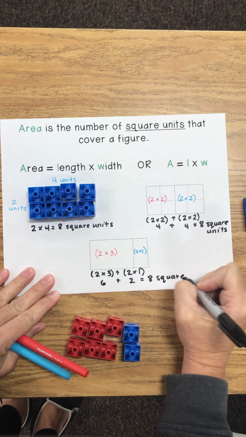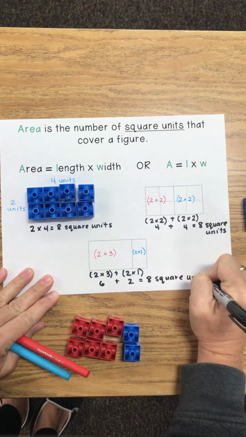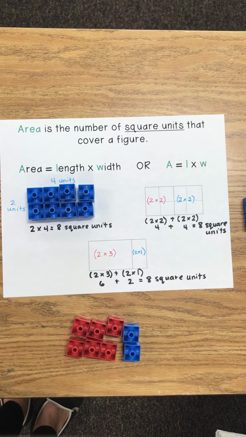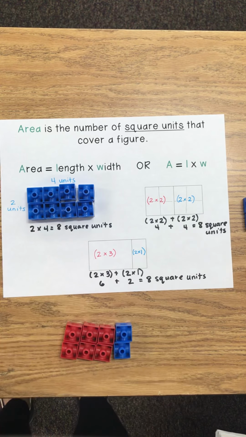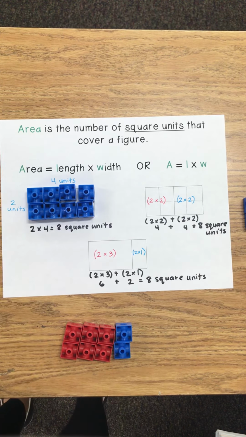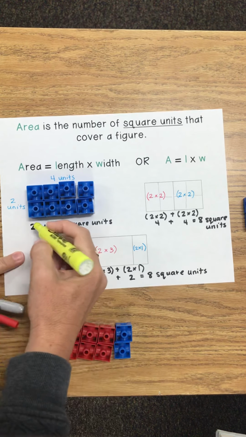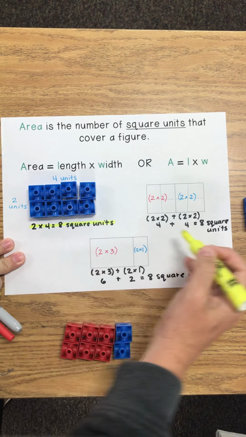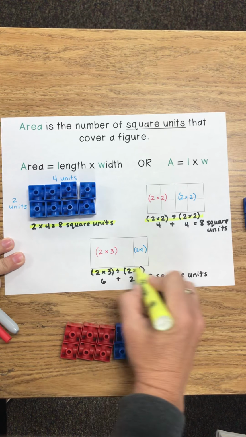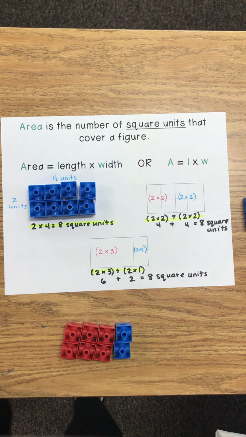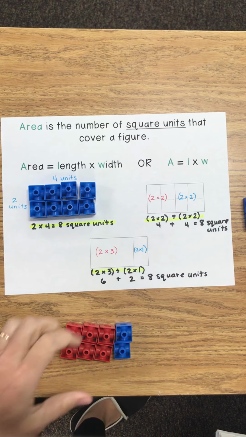And you don't want to forget those square units. They're really important. We use square units to measure area, not perimeter. Perimeter is just measured in units. Okay, so there are 3 different equations that I wrote to represent the same size rectangle. I didn't take any away. 3 different equations to represent the same rectangle.